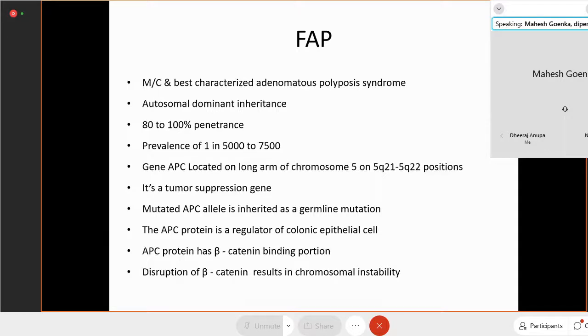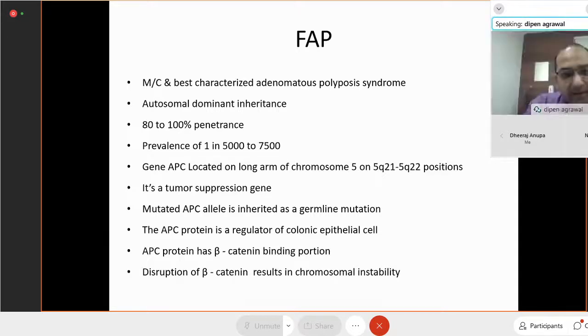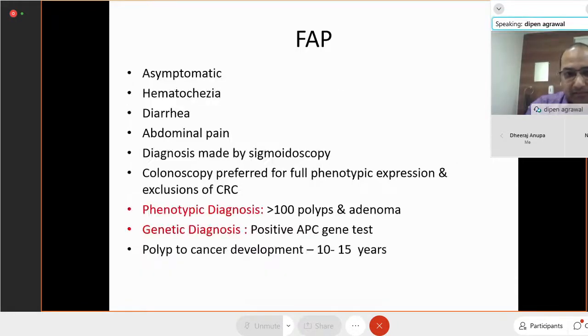Yes, sir. FAP is the most common and best characterized adenomatous polyposis syndrome, which has autosomal dominant inheritance. It has 80 to 100% penetrance. Prevalence is 1 in 5 to 7,000 people. The responsible gene is APC, located on the long arm of chromosome 5 at position 21 or 22. It's a tumor suppressor gene. Mutated APC is inherited as a germline mutation. It's a regulator of colonic epithelial cells. The APC protein has a beta-catenin binding portion, so disruption of it results in chromosomal instability.